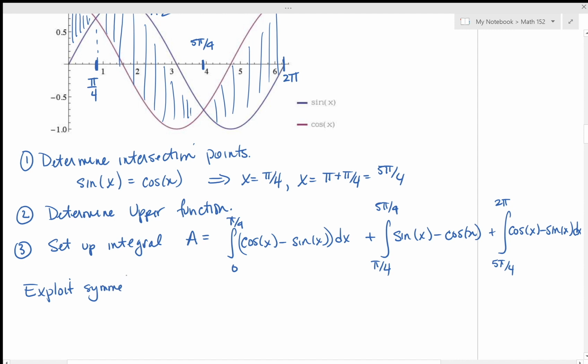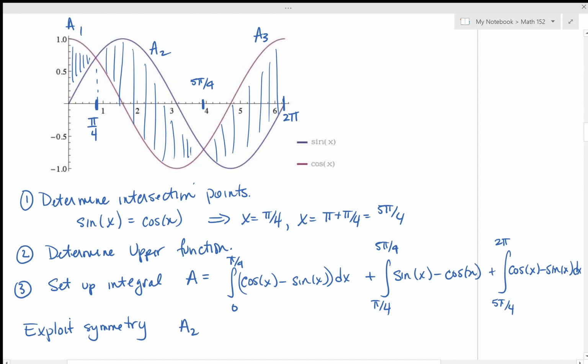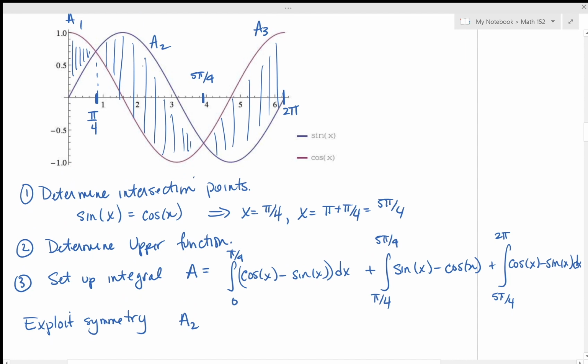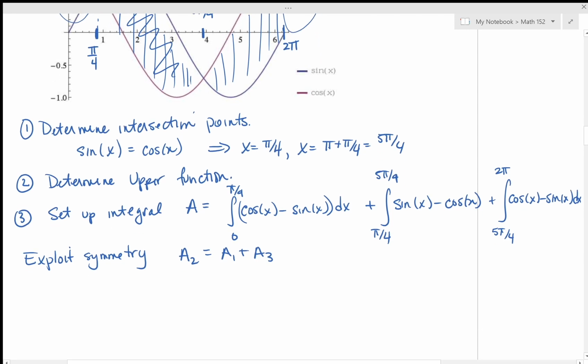This is an effort to try to reduce work. So I'm going to exploit the symmetry, and what do I mean by that? I mean that A2, as I've labeled it up there, this one here, is actually the same as A1 plus A3. You can see that if I took A1, this part here, and moved it over and attached it on here, it would be exactly a mirror reflection of A2. So I notice this symmetry, that A2 is A1 plus A3.